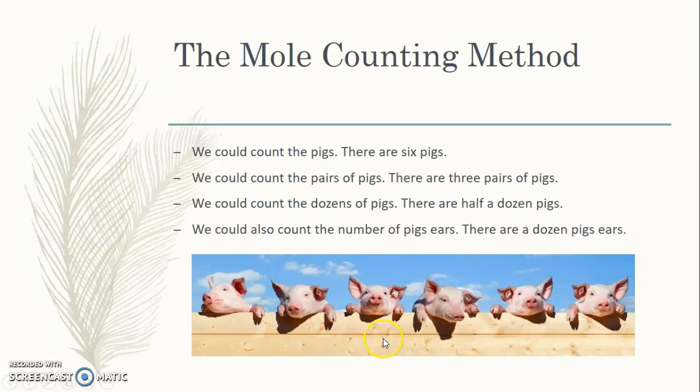This is the same thing again, right? We could also count the number of pig's ears. Well, there are 1 dozen pig's ears, aren't there? 1, 2, 3, 4, 5, 6, 7, 8, 9, 10, 11, 12. But if we're counting in dozens, it'd be 1 dozen pig's ears. Okay? With me so far? We've counted the pigs.